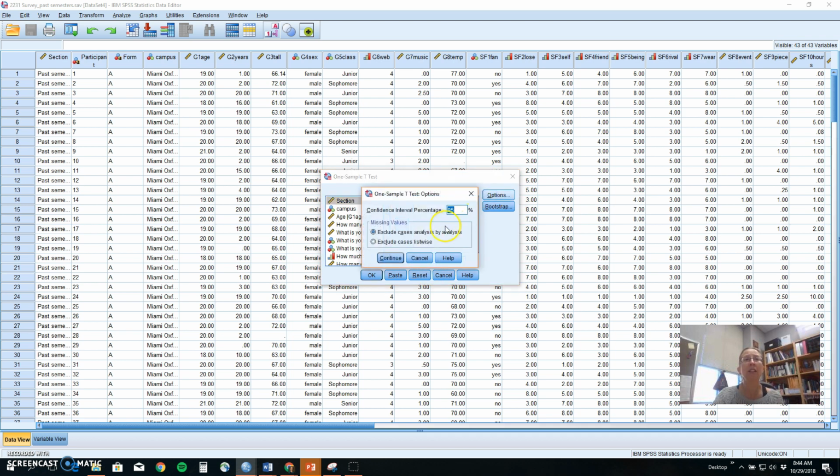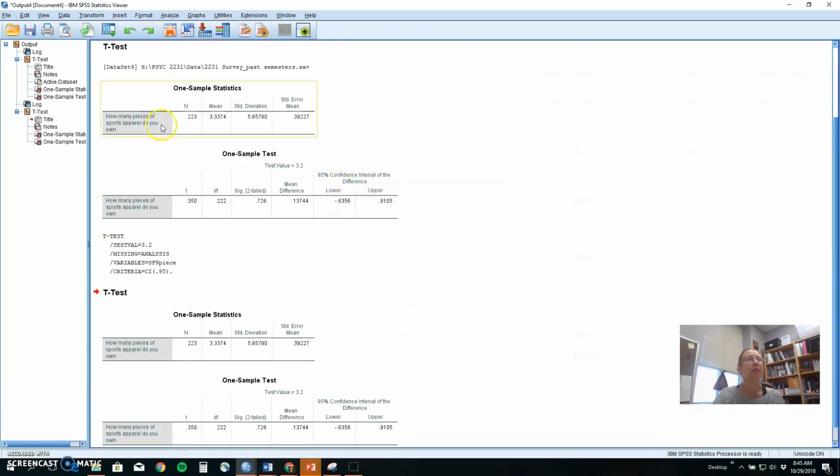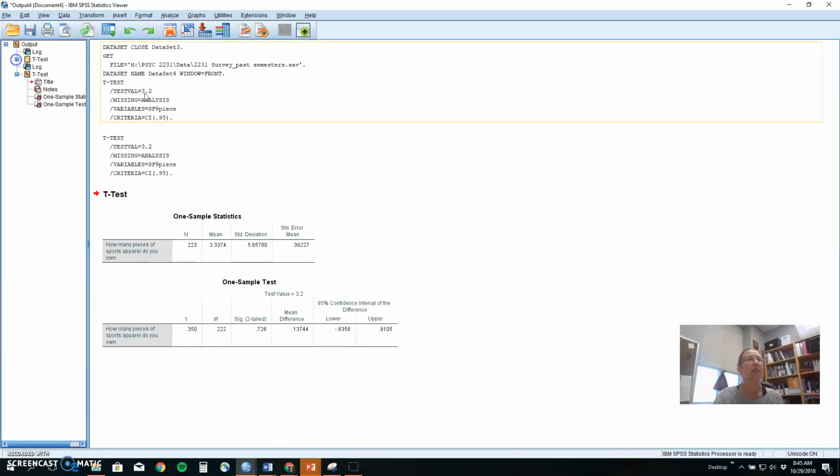So we don't need anything in options in this case. We're going to go with the default confidence intervals of 95%, and we don't need to worry about bootstrapping. So all you need is your test variable from your sample and your population mean here as the test value. When you click OK, what you will get is a report of your sample size, N, your sample mean, your sample standard deviation, and the standard error.